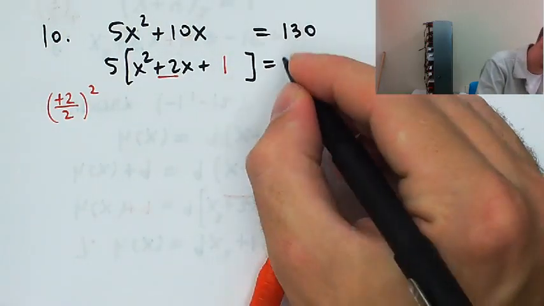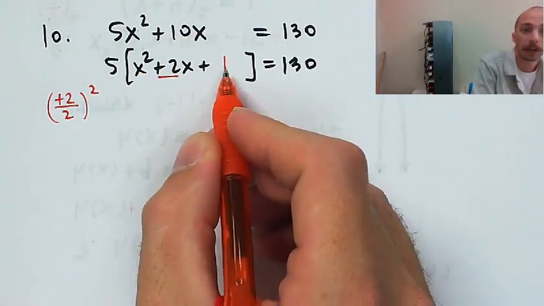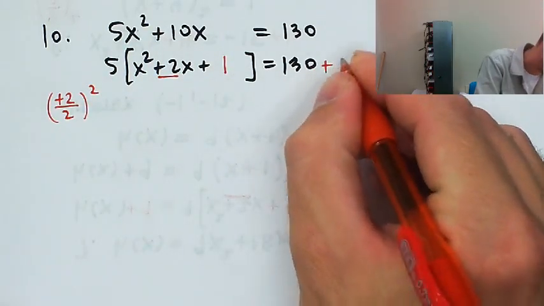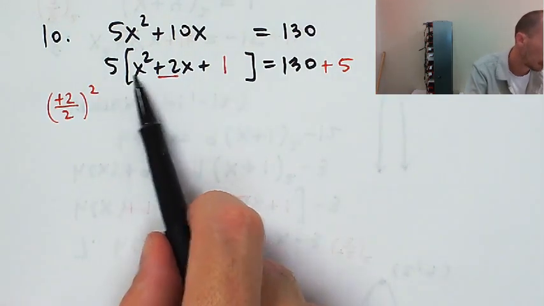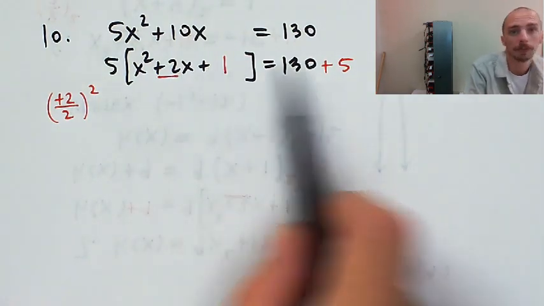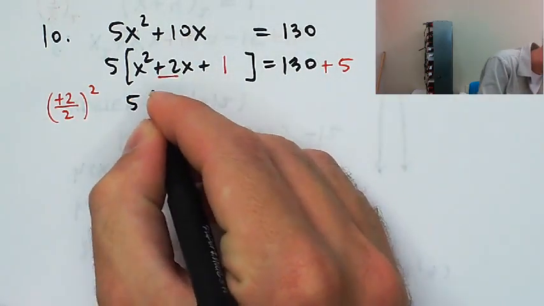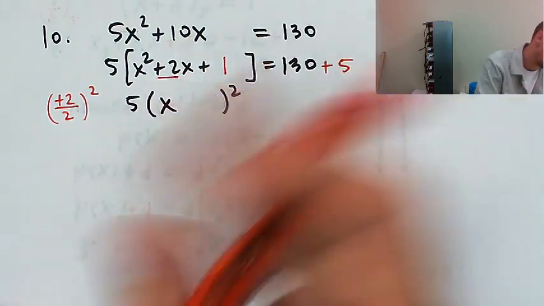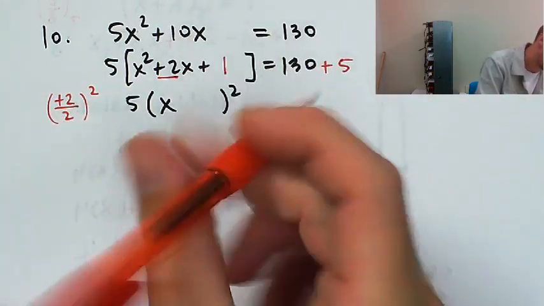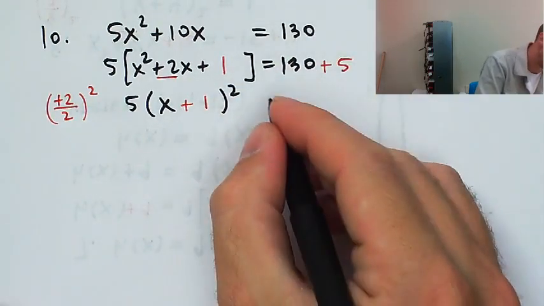Oh, whoops, I still have that 130 over here. And then I'm going to add 5 times 1 on this side to be fair to both sides of the equation. Because really, if I was to distribute this back out, I'd have 5x squared plus 10x plus 5. So I've added 5 to this side, I got to add 5 to that side. Okay, so 5 times something squared, that would be x, plus this number here, which is positive 1. Okay, and that's going to be 135.